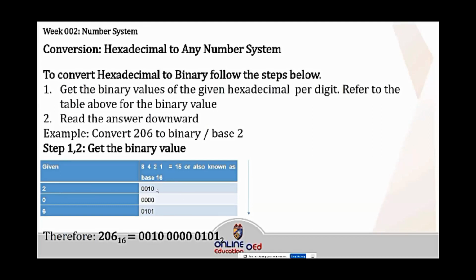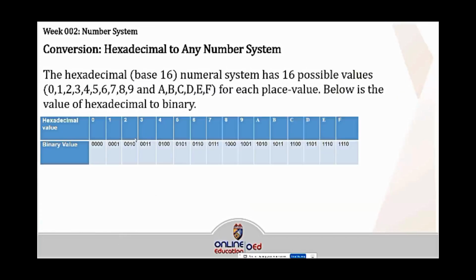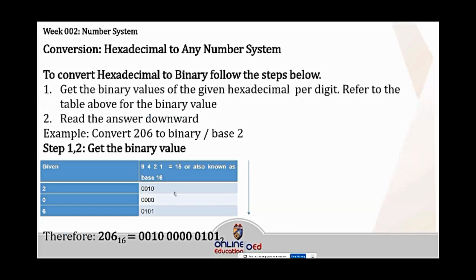Now, if you check it in the table, which is this one, it's the same. It's equivalent. 0, 0, 1, 0. Next, for the 0, it's all 0. So we have 4 zeros here.